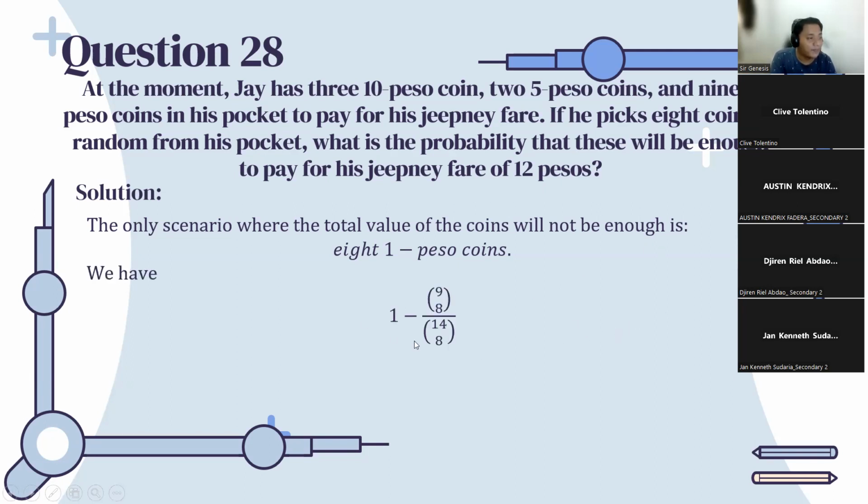Okay, so we have 1 minus a. The number of ways to get 8 1-peso coins will just be 9 choose 8, right? Divided by the total number of coins. We have 3 plus 2 plus 9, which is 14. 14 choose 8. Simplifying, you will get 1 minus 9 over 3003, which will give you a simplified value of 998 over 1001. So the answer for 28 is 998 over 1001.